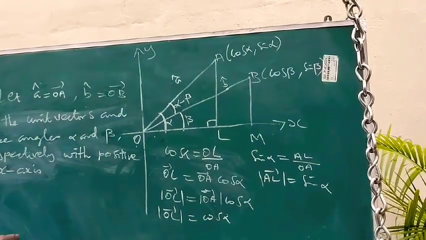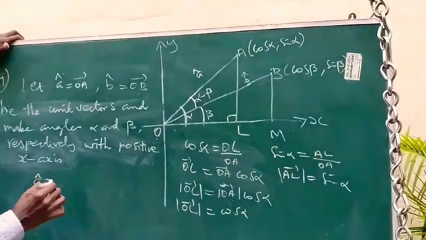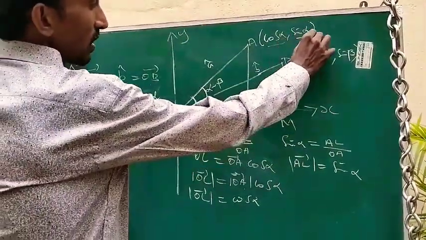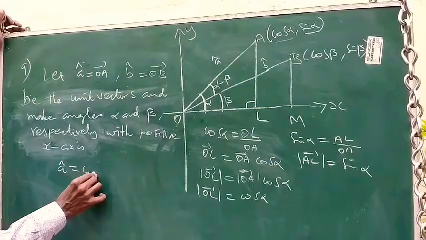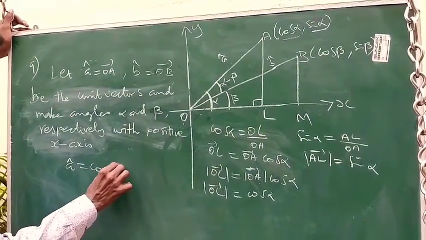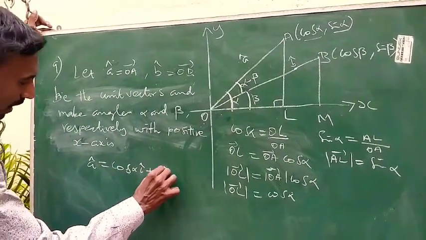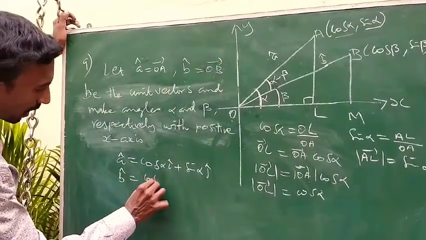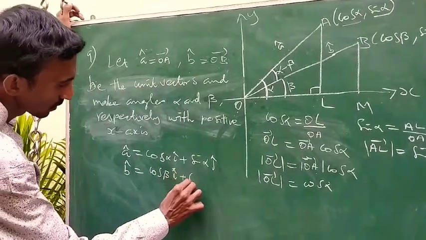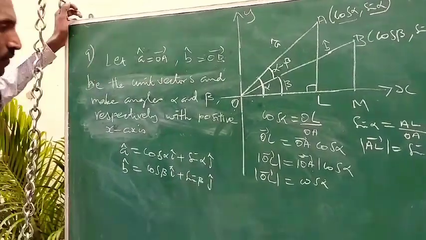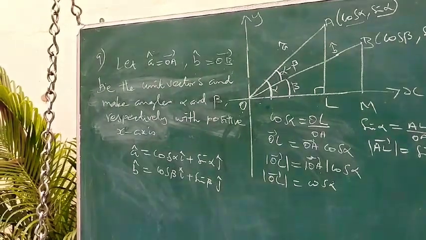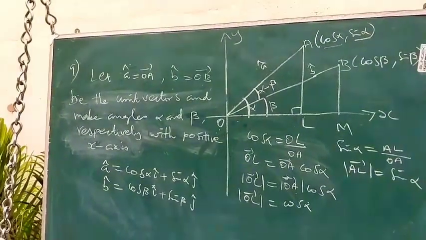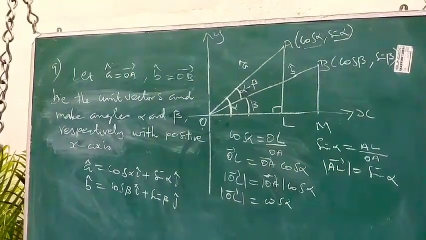So now OA: A cap equals the component vectors on the x axis, i vector and j vector. So it is cos alpha i plus sin alpha j. Similarly, B cap equals cos beta i plus sin beta j. So our aim is to prove cos(alpha minus beta) equals cos alpha cos beta plus sin alpha sin beta.